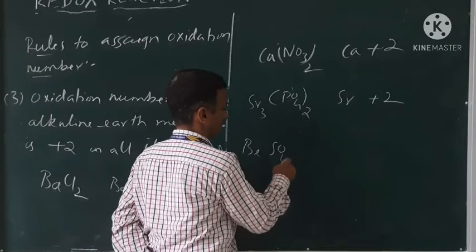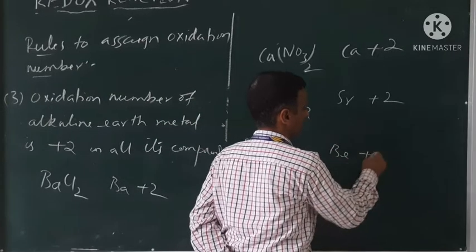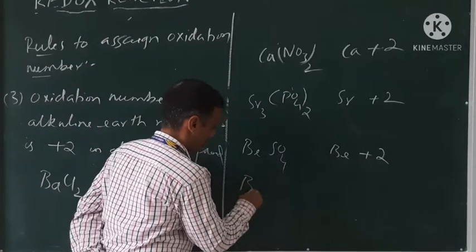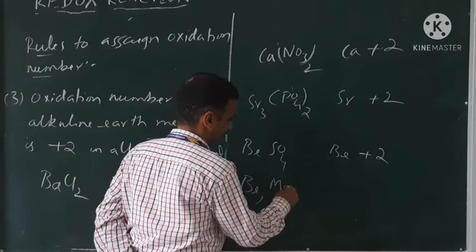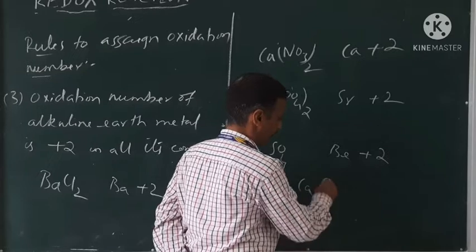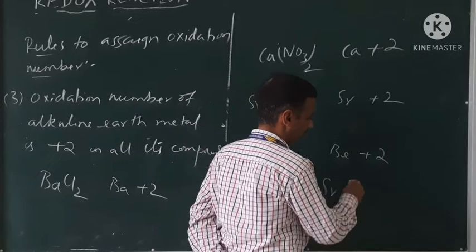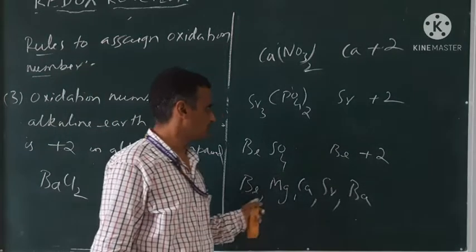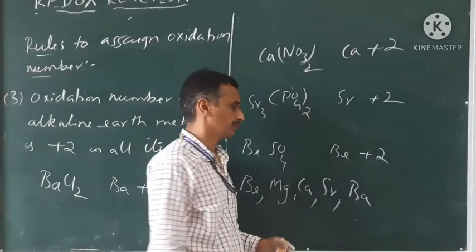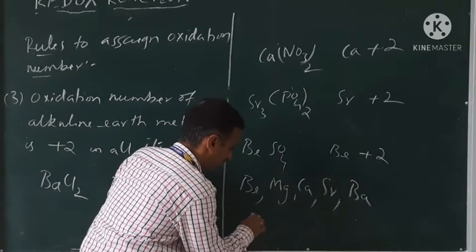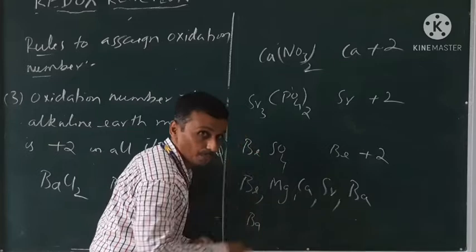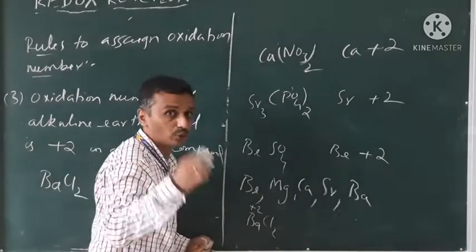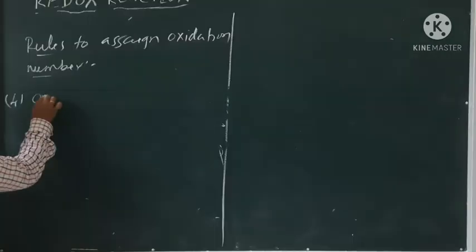Beryllium sulfate. Beryllium is in the plus 2 state only. That is beryllium, magnesium, calcium, strontium, and the barium. If it is present in the compound, then you have to substitute the value as plus 2 only. But if Ba alone is there, it is 0. In BaCl2, then you have to put it 2, not in the barium alone.